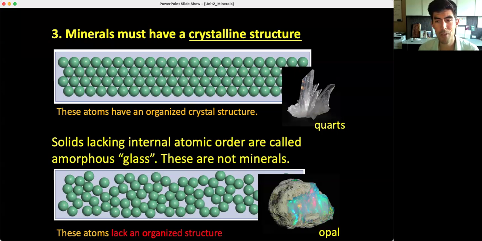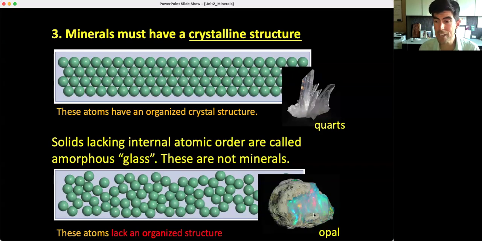Now, there are some solids out there that lack that crystalline structure. They may even be made out of the same material as the minerals. Take, for example, opal. Opal is made out of the same atoms, the same elements as quartz, but this material does not have that orderly structure. We call it, in fact, a glass. It is amorphous. It is disordered. And so opal, even though it is incredibly beautiful, is not considered a mineral. It is considered a glass. These atoms lack that organized structure.